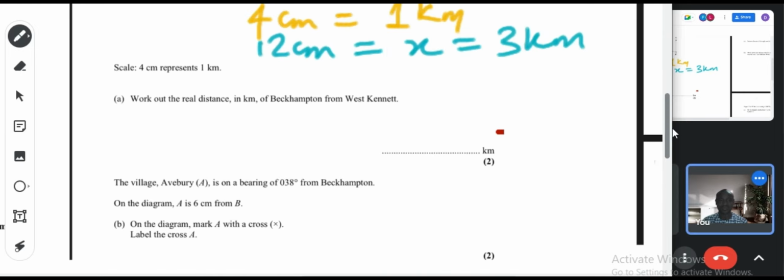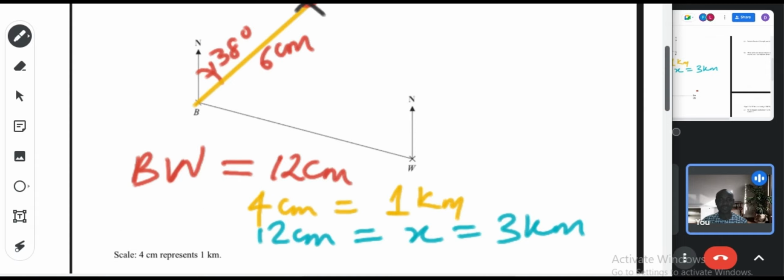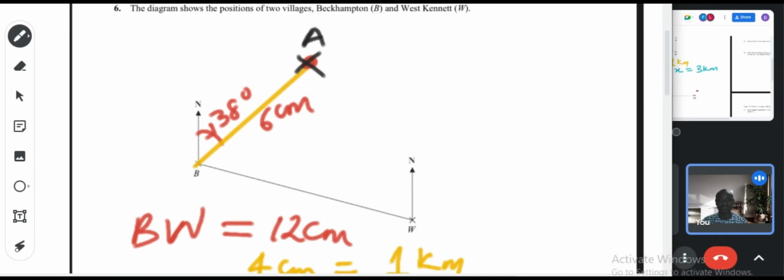Assuming they asked us the one from B, you would have drawn the bearing from B and then join, and then you look for where they are cutting. That's basically it. And you have your 4 marks.